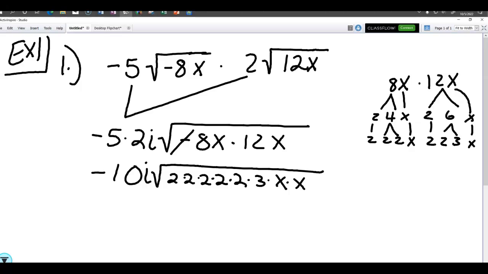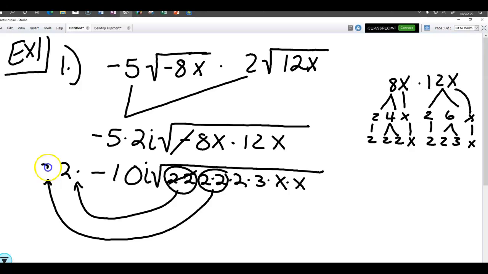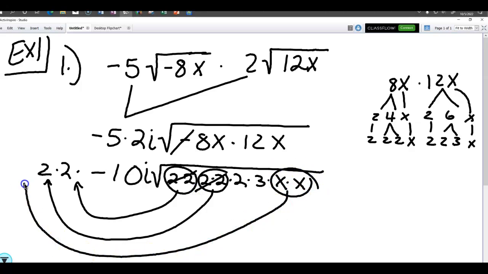Okay, so let's take out some pairs. Here's a mommy turtle and daddy turtle. They go away. Here's another one. Notice I'm putting a dot in between there each time. They go away. And then here's another one. And they go away.